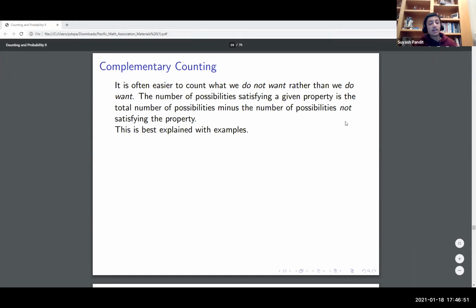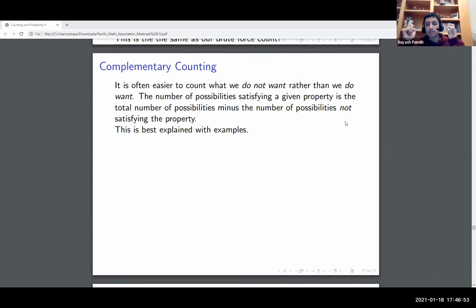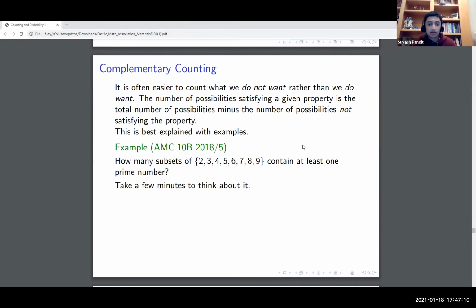So in some cases, rather than counting the number of desired outcomes, it is easier to count the number of total outcomes and the number of bad outcomes, and then subtract that from the number of total outcomes. This is best explained with an example. Let's take a look here.